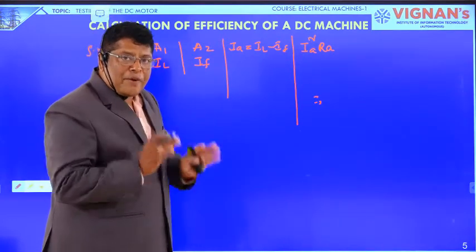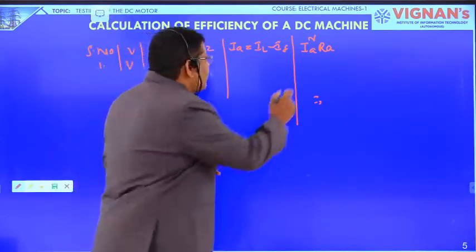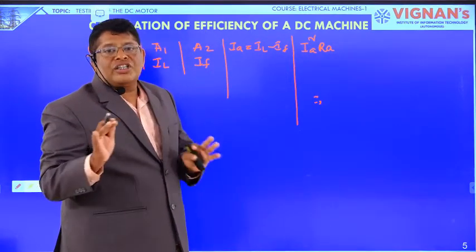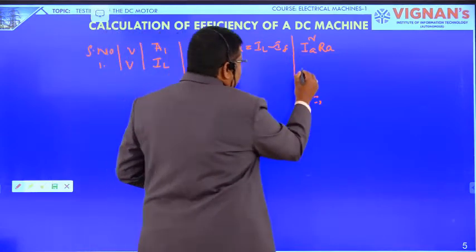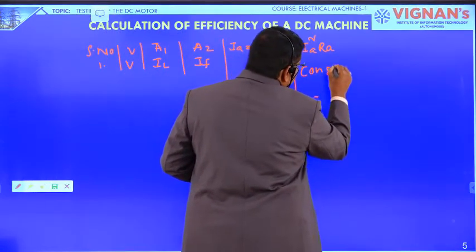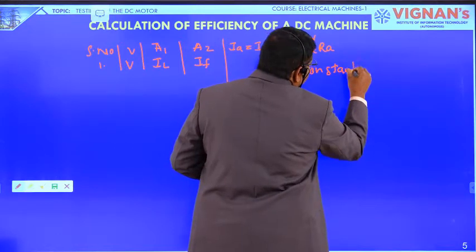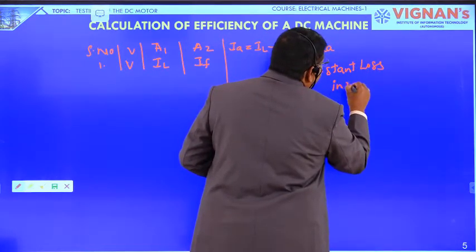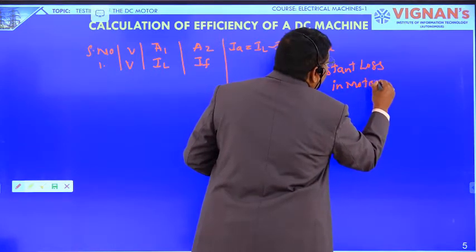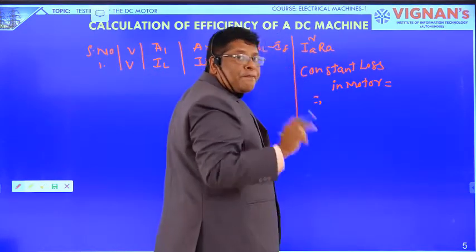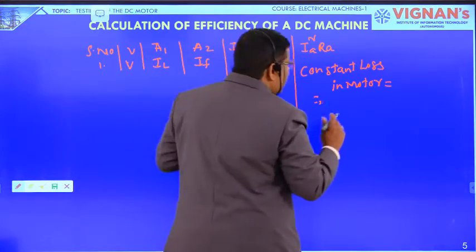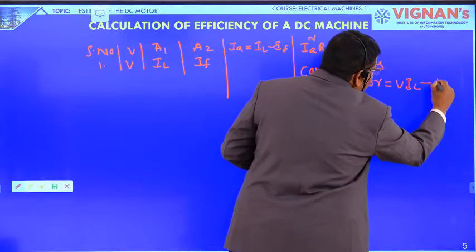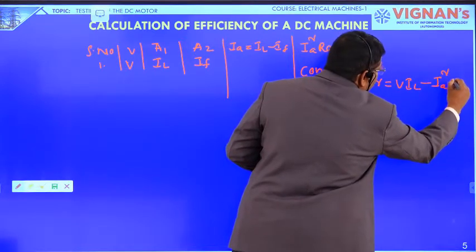So from the input power, if you subtract the armature copper loss, the remaining quantity is nothing but the constant losses. The constant losses in a motor equal the input power, nothing but V into IL in this case, minus IA square RA.